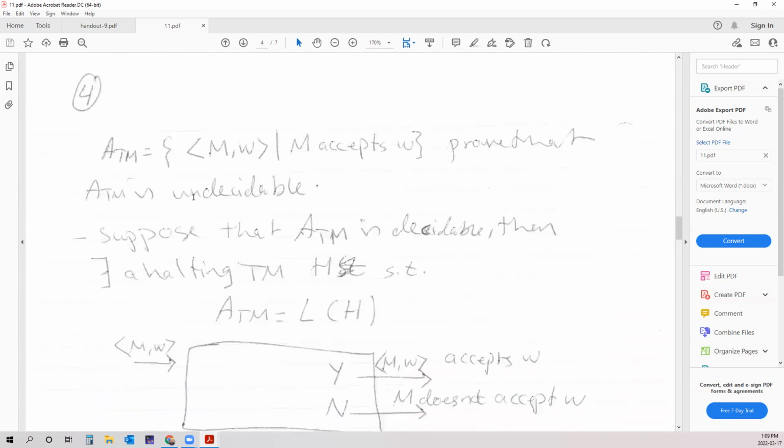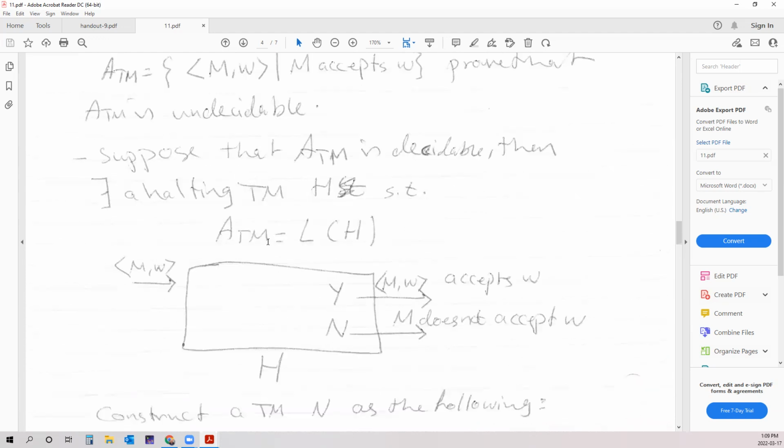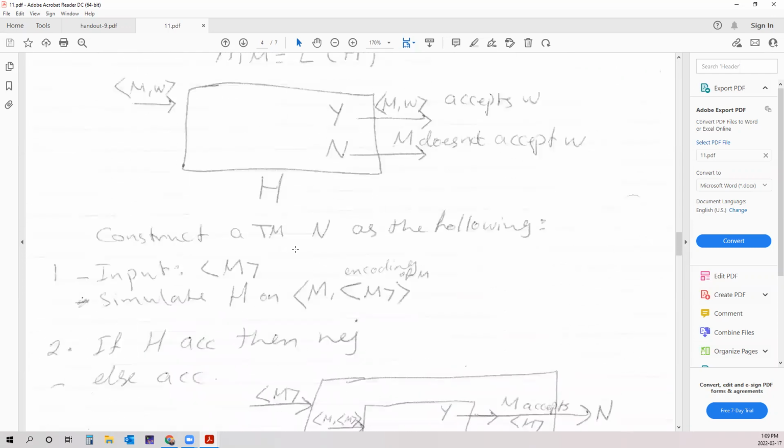Prove that ATM is undecidable. Suppose that ATM is decidable. Then there exists a halting Turing machine H such that ATM equals L of H. So here we have the input M, W; we enter it, and the answer is yes or no. If yes, then M accepts W. If no, then M does not accept W, reject.